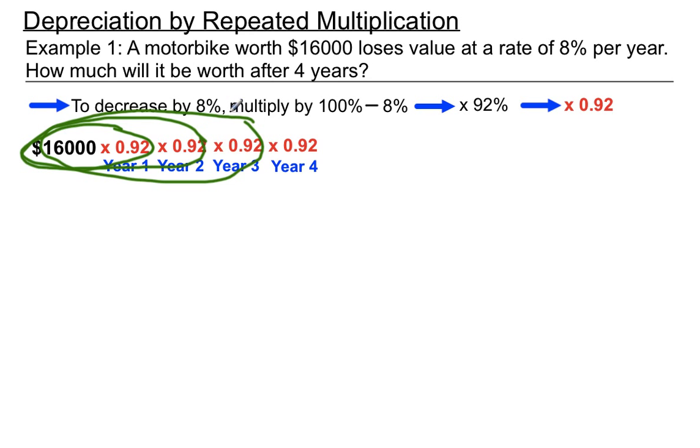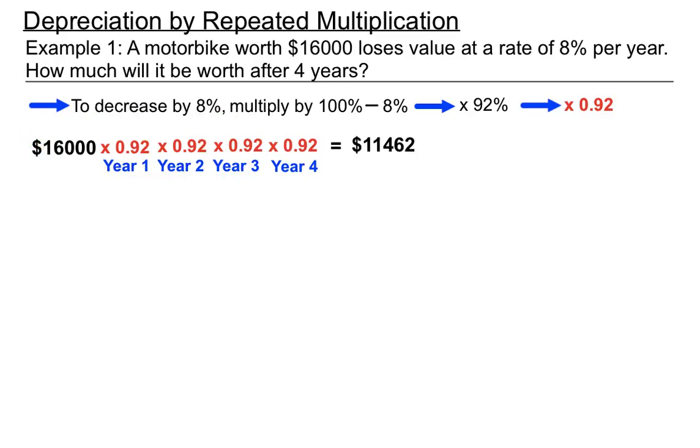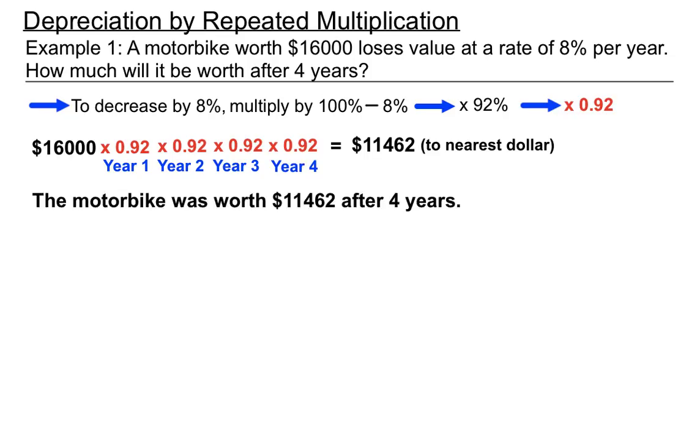So it's important that the calculations take place on the reducing balance. We're not calculating it always on that $16,000. We only did that in the first year. Each time we're calculating it on the reducing value of the motorbike. If we type that into our calculator, we'll discover that the answer is 11,462, to the nearest dollar.